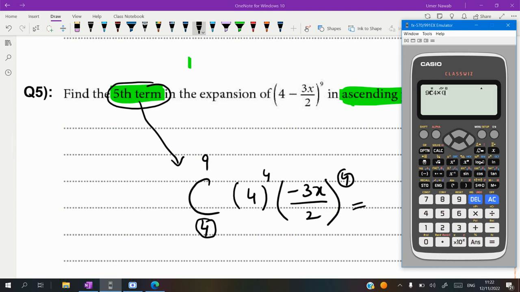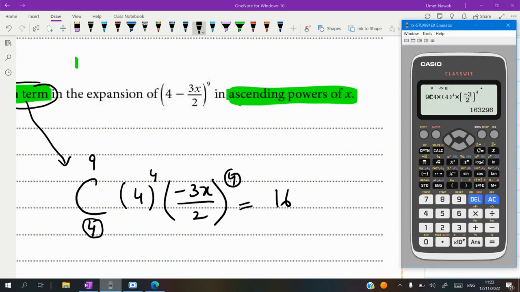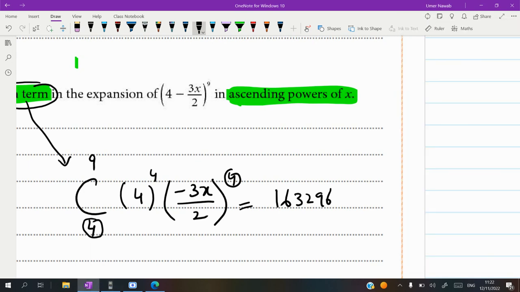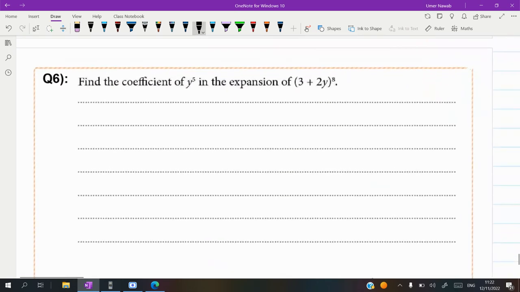9c4 times 4 raised to the power 5 and then times fraction minus 3 over 2 raised to power 4. No need to write x because we already know what is the final answer coming with the term. So I got a big answer, 163296 along with x^4. So this is the fifth term in the expansion.